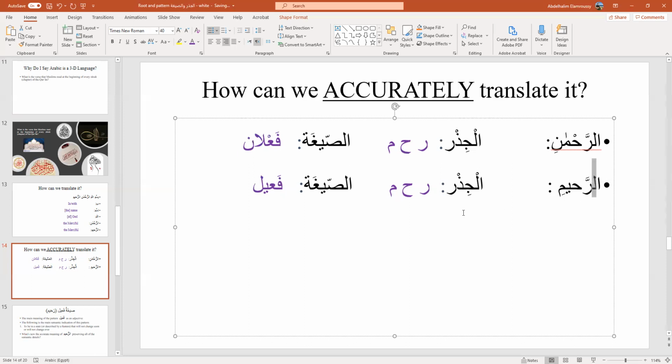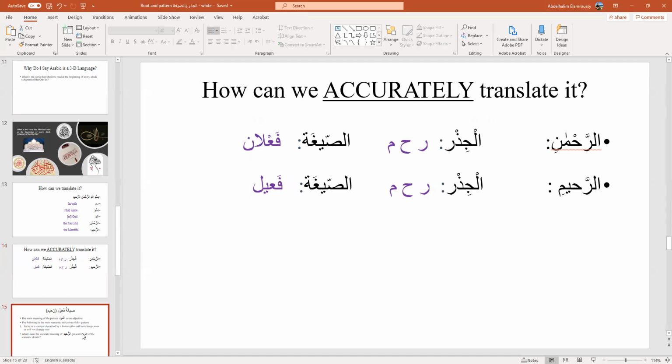But the thing is, the adjective Rahman is following the pattern fa'lan. The adjective Rahim is following the pattern fa'il. Okay? So again, the adjective Rahman is following the pattern fa'lan. The adjective Rahim is following the pattern fa'il. So how does this affect the semantics of the two words? How does that indicate the meaning of each?